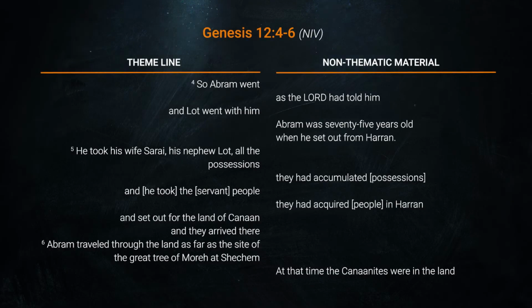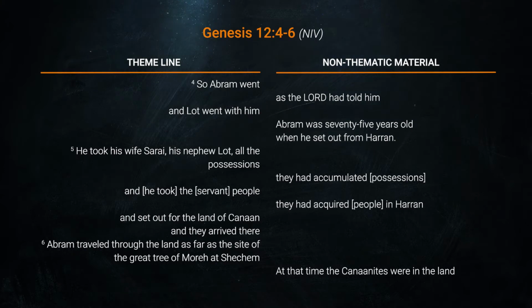The next point in the non-thematic material, it says they had accumulated, talking about possessions. They didn't accumulate possessions at this particular point in the narrative. They had previously accumulated those possessions before this narrative started. So this is another flashback. And then the same with they had acquired people in Haran. During the time that Abraham was in Haran, they apparently acquired some servants who ended up accompanying him and his wife and his nephew Lot when they eventually left Haran and continued on toward the promised land. And then the last point under the non-thematic material, it says, at that time, the Canaanites were in the land. So again, the narrator is furnishing some explanatory information just to give us a little bit more of the setting for this narrative.